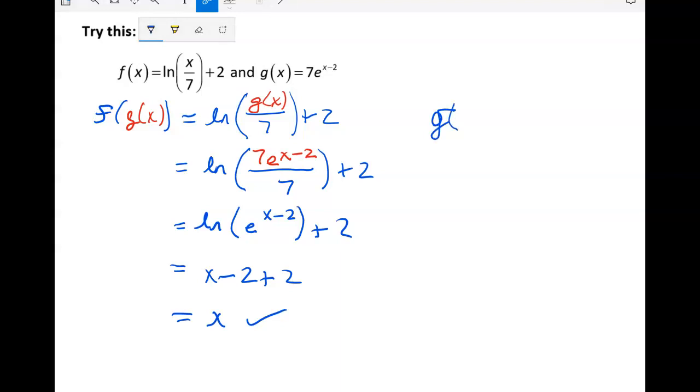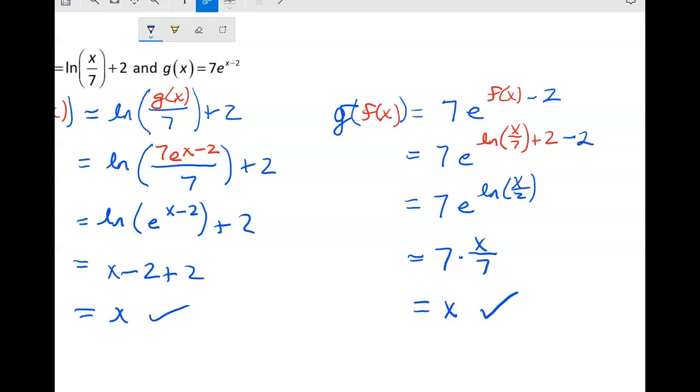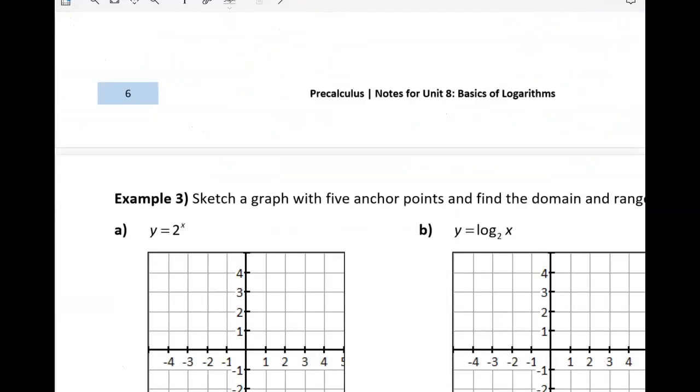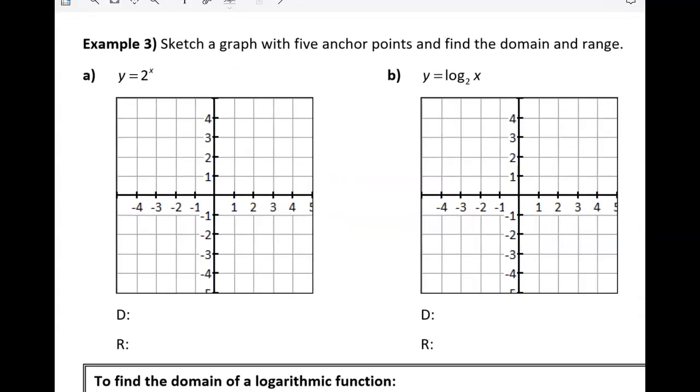So g of f of x. And pause the video to do this one. All right, there's what your work should look like for the composition g of f of x. And it again gives us the result of x, which verifies that these are inverse functions. All right, now let's move on to a discussion of graphing.